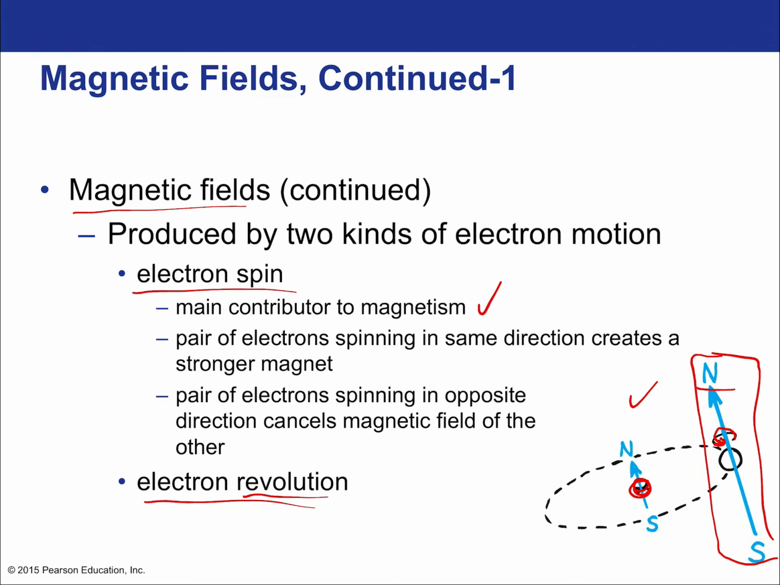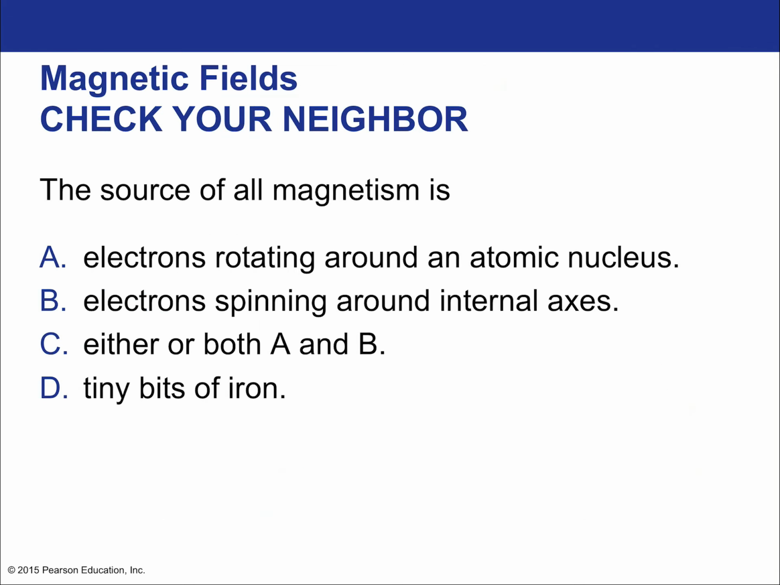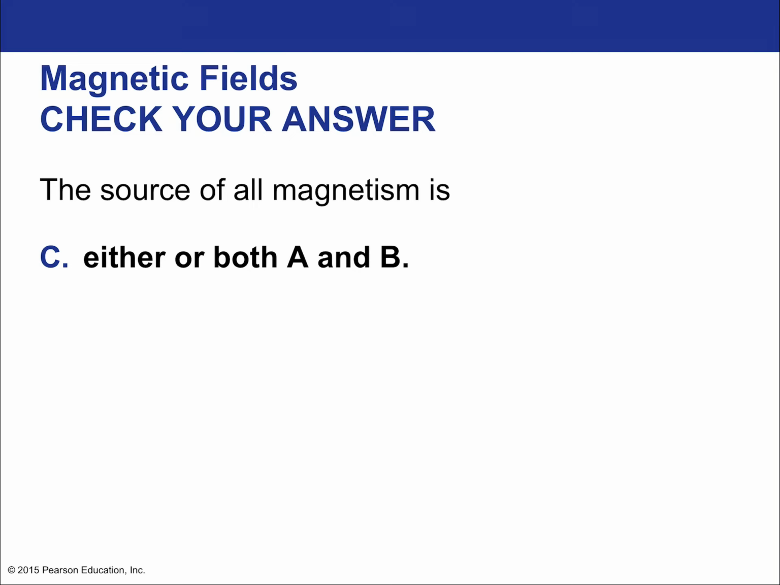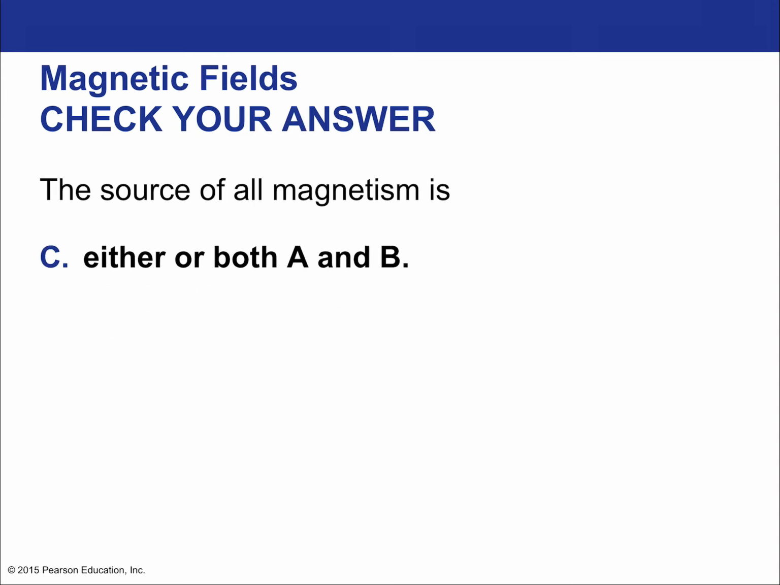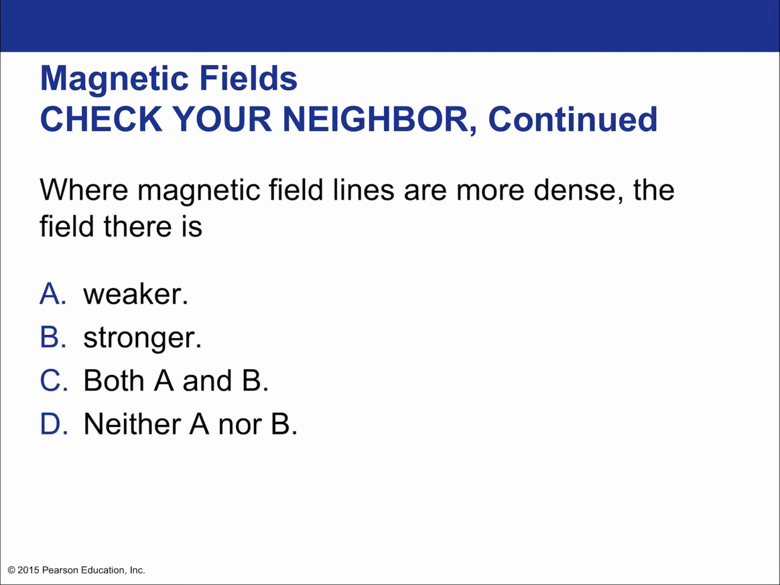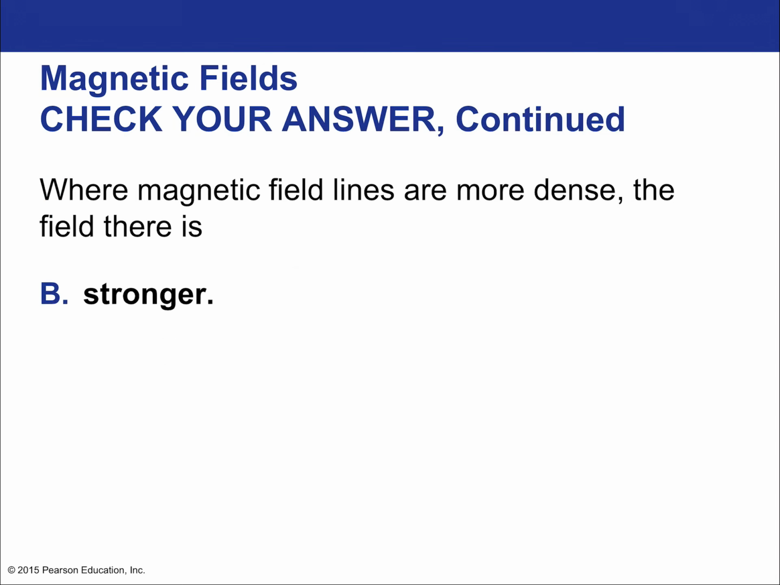All right, so the source of all magnetism is, I made a big deal about this, electrons rotating in an atomic nucleus or electrons spinning about an internal axis. It's just electron motion, absolutely, unequivocally. All right, so where magnetic field lines are more dense, the field is stronger.